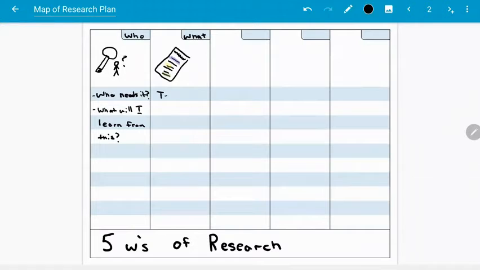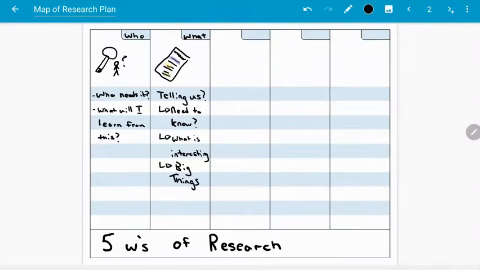So the very first thing that we're going to find out here is, what is it trying to tell us? What do we need to know and take away from this document? What is interesting? That may not be the most important parts, but it's something that will add to our research. The thing that I really want you guys to take away from this is, what are the big things to take away here? We want to make sure that we're taking the major components of that.